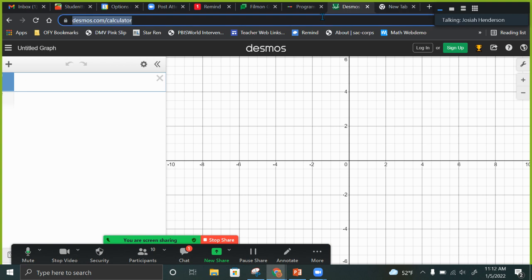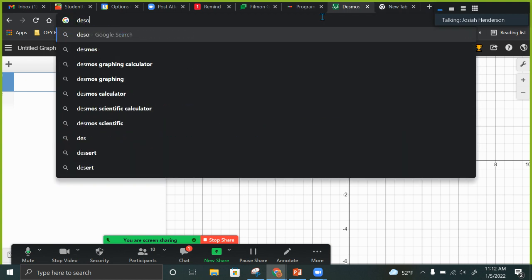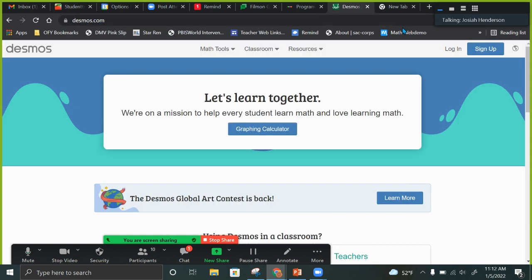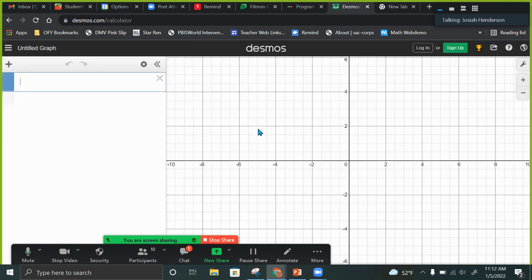When you type in your new tab, just go to desmos.com, click on graphing calculator right in the middle, and then you'll have a screen that looks like this. Click back to the video call to see what it looks like. Basically a blank graph. On the left side, we've got space where we can type in functions, equations.